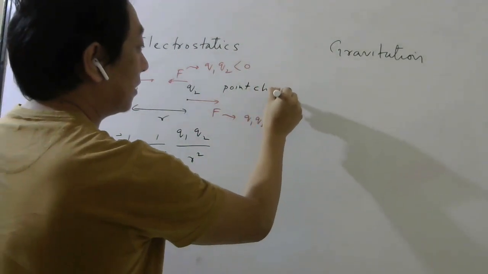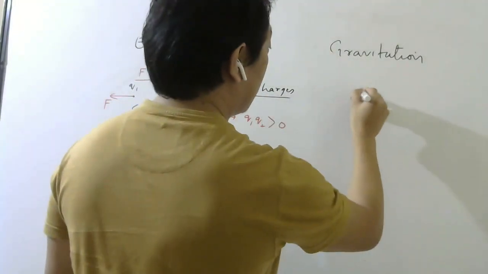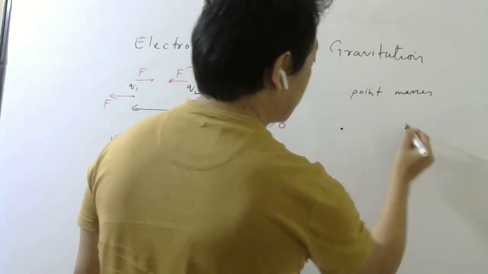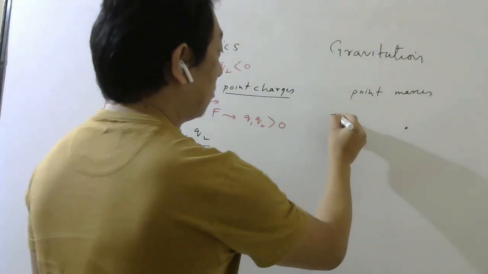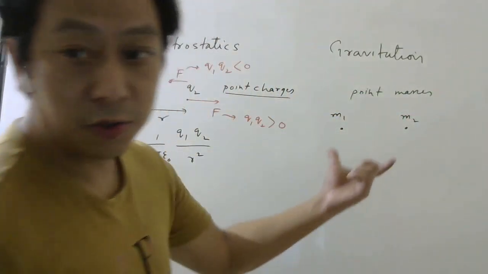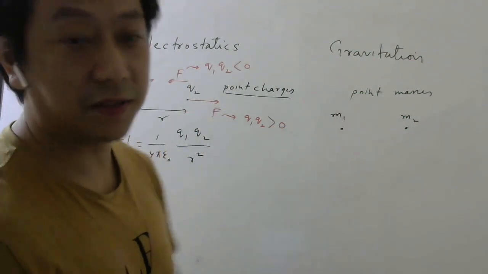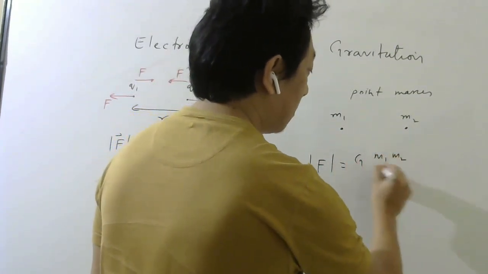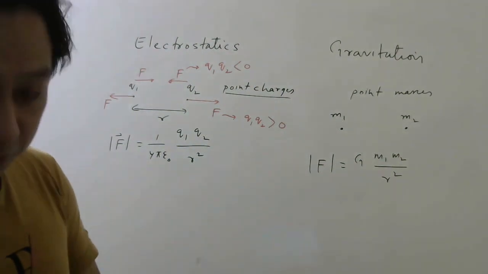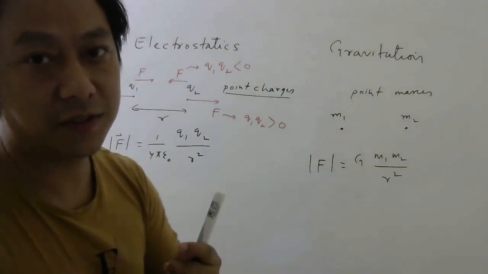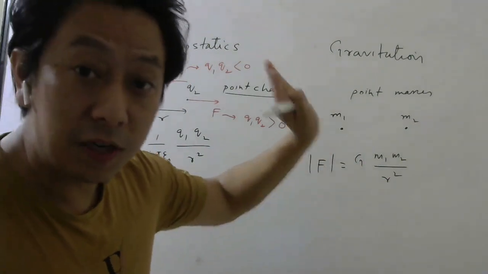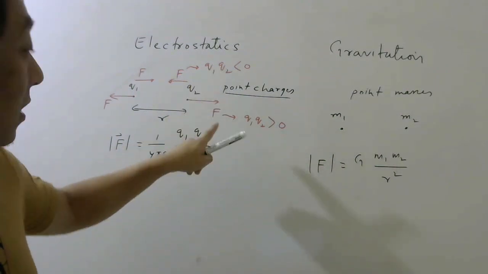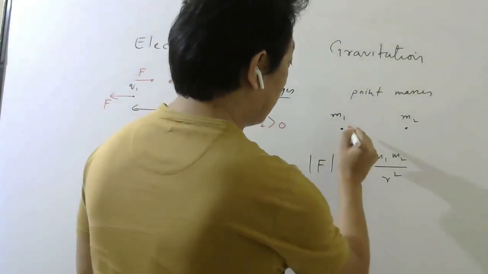Point charges, right? Similarly, you have, let us say, point masses. Suppose you have 2 point masses, and the masses are m1, m2. Then there will also be a gravitational force between these masses, and the magnitude is G m1 m2 by r square. The only difference is here you can have two flavors of charge, positive and negative. Here there are only positive masses, and masses always only attract, they don't repel. So here the force between them will always be attractive.